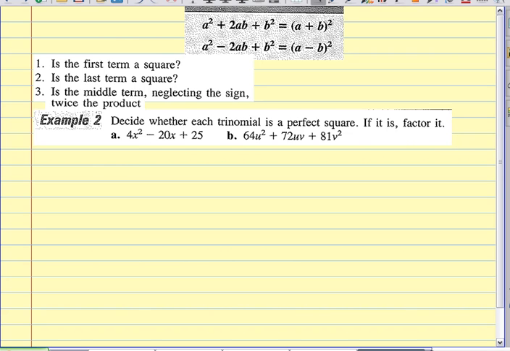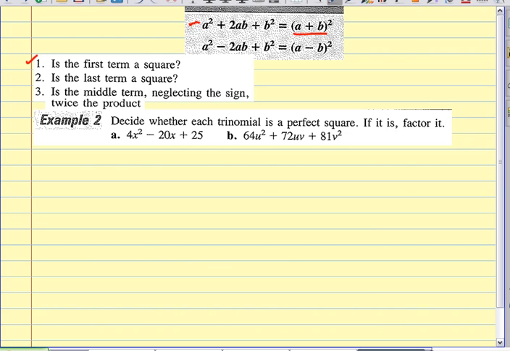Okay, folks, let's see, example number 2. Now look, like I said on the last video, they're going to give us the thing multiplied out and ask us to factor it. They're asking us to go back now. But to do that, we need to ask ourselves a few questions.